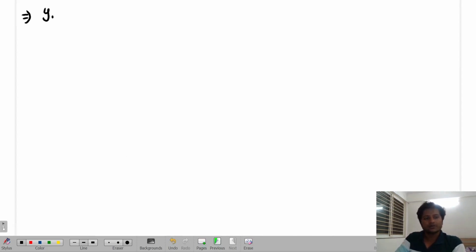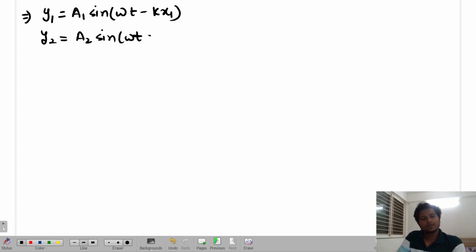Okay, so that means when we are considering two different waves, y1 must be equal to a1 sine omega t minus kx1, and y2 will be a2 sine omega t minus kx2. Is that clear?